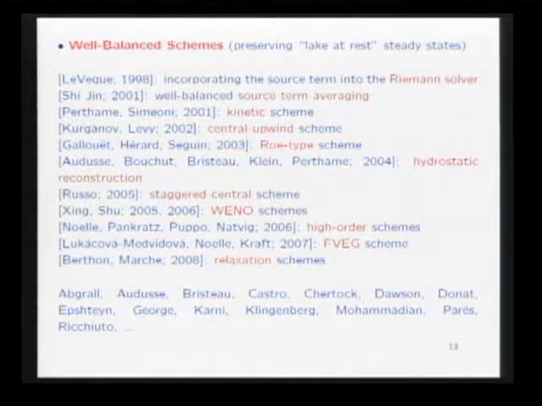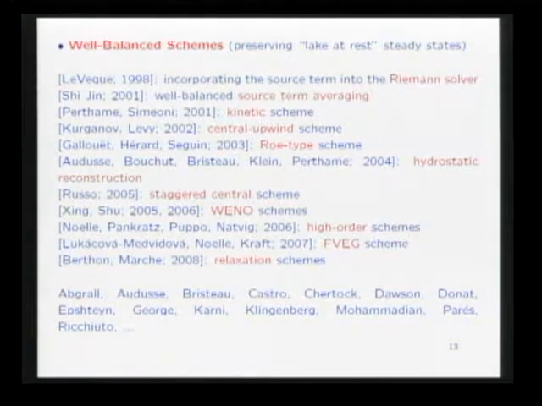Well-balanced scheme, so that's the first time this word appears. It's a scheme that is capable of exactly preserving steady states. If you plug in the data which corresponds to a steady state, it will be preserved by the scheme. Not within the accuracy of the scheme, but exactly, within machine accuracy. Because within the accuracy of the scheme, any reasonable scheme will do this.